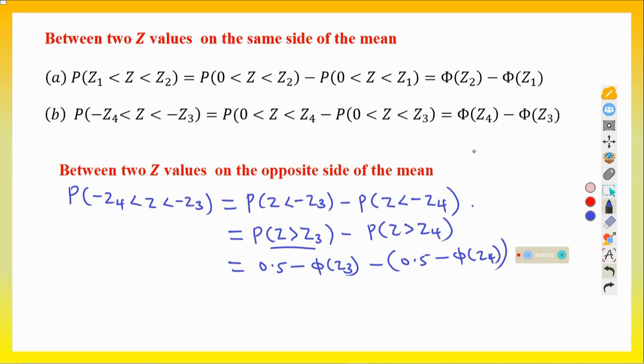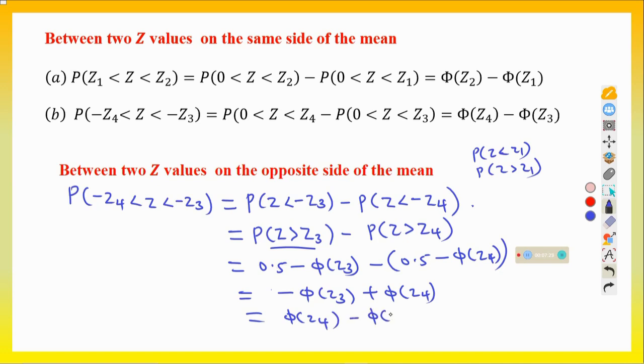We looked at that when we were looking at the probability of z less than z1, how we can treat it, and the probability of z greater than z1. So we treat it in that way. So 0.5 minus 0.5 shall cancel. You remain with the table reading of z3. This is minus minus, so it is a plus table reading of z4. So this will be the same as the table reading of z4 minus the table reading of z3. And that is the same expression that you would have there.